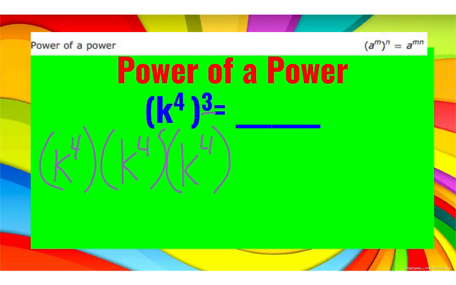Well, if you go back and remember our rules from a while ago, when we're multiplying, it said to add. Well, 4 plus 4 plus 4 is 12. So whenever I'm solving this, how many k's do I really have? I have k to the 12th power. My rule says when you're raising something to a power of an exponent, you're multiplying the exponents together. 4 times 3 is indeed 12. Please do not get this rule confused with multiplying the same base. This is raising it to a power.